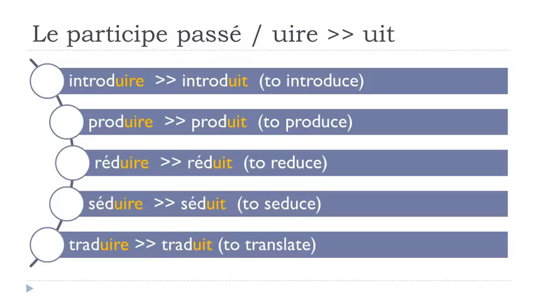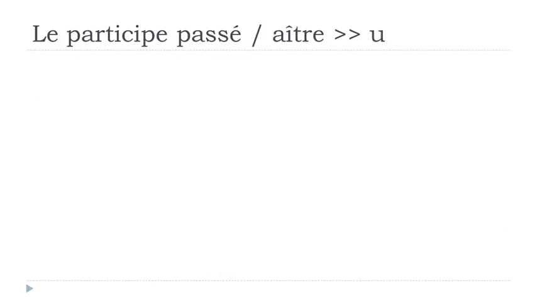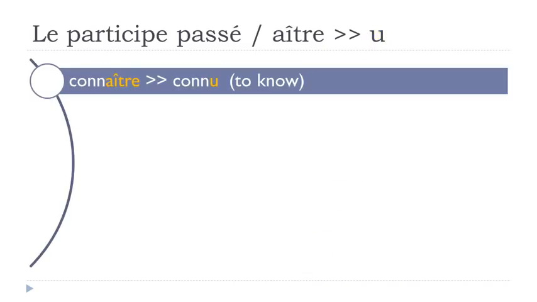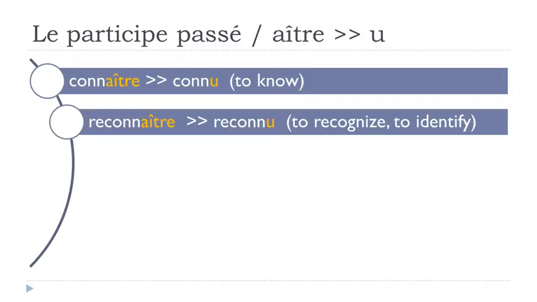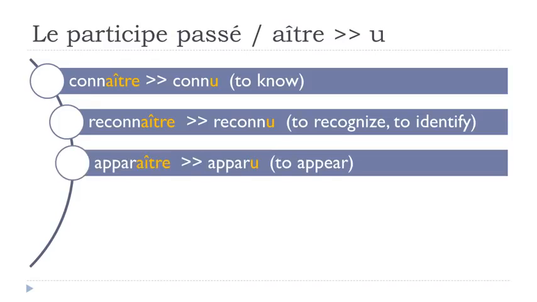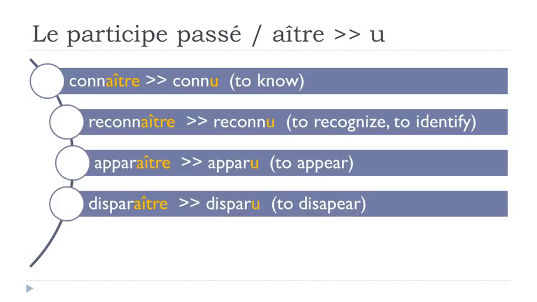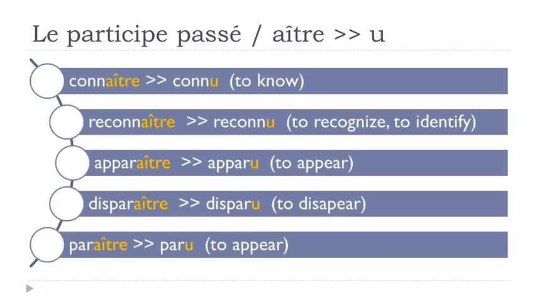Another group of verbs, verbs ending with aître, and it will become u. Let's see a few examples. Connaître, connu. Reconnaître, reconnu. Apparaître, apparu. Disparaître, disparu. Paraître, paru.